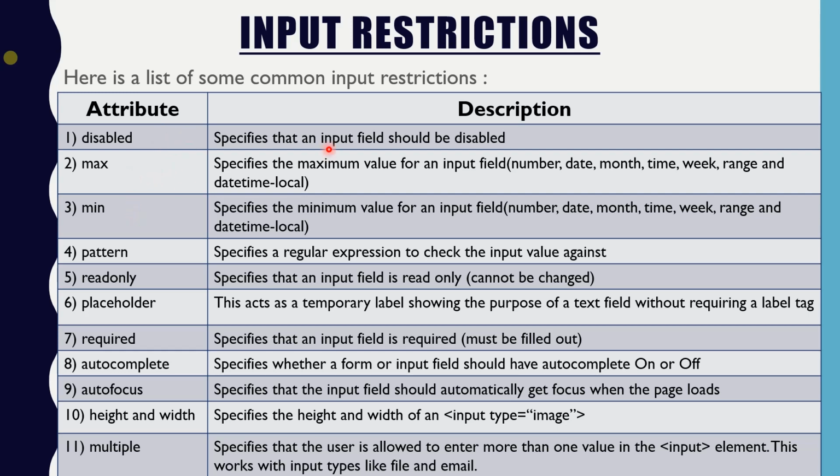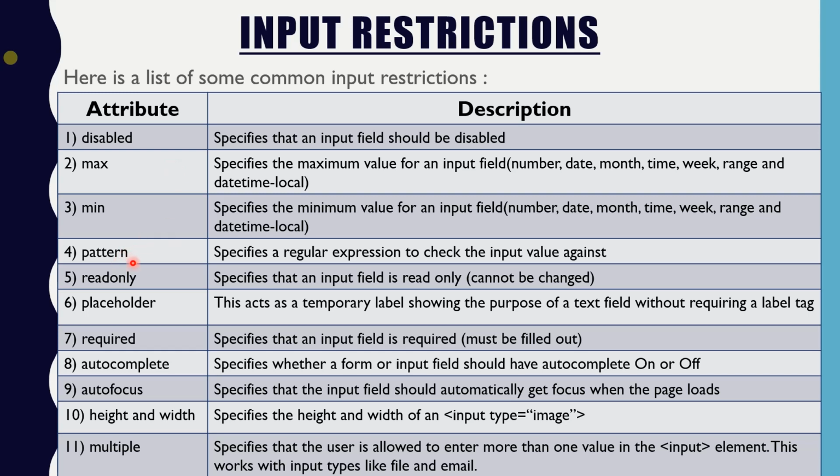Next, max and min. For both maximum and minimum values, the input types are the same: number, date, month, time, week, range, and datetime-local. We have already seen these input types in the first lecture. If you want to set restrictions for maximum and minimum value, we use the max attribute and the min attribute. For example, if you want to set a restriction for age, that minimum age should be 25, use min equal to 25, and maximum age should be 45, then write max equal to 45. That is the work of max and min.